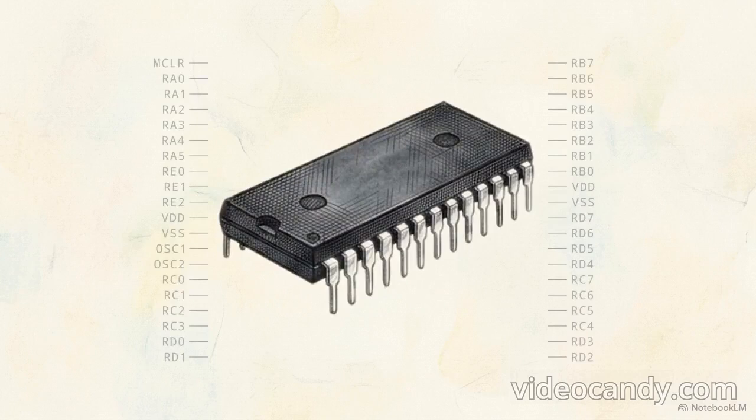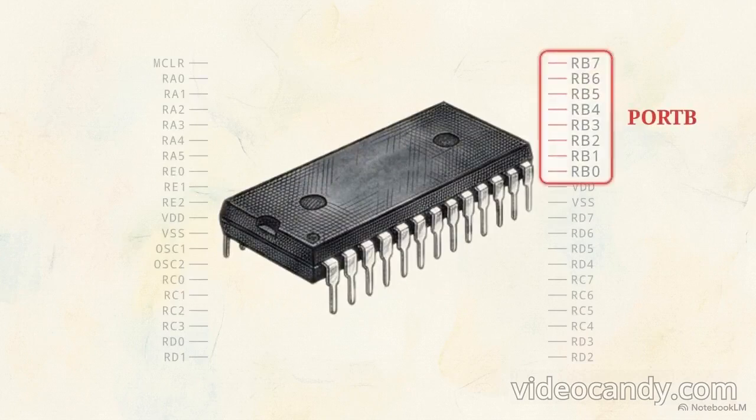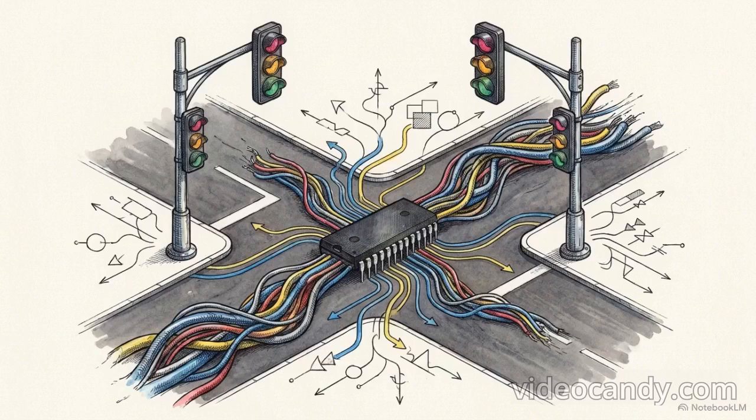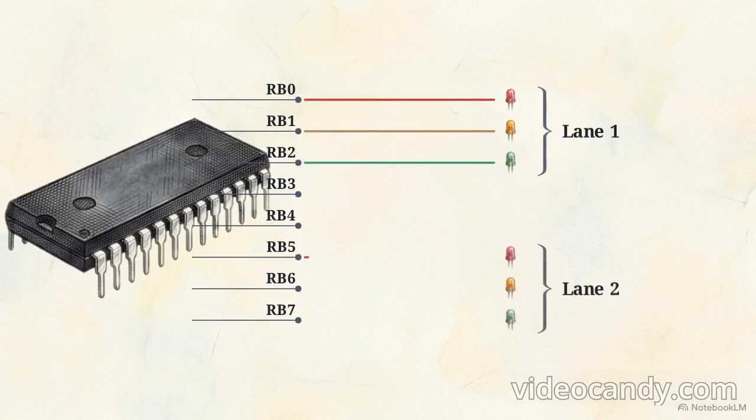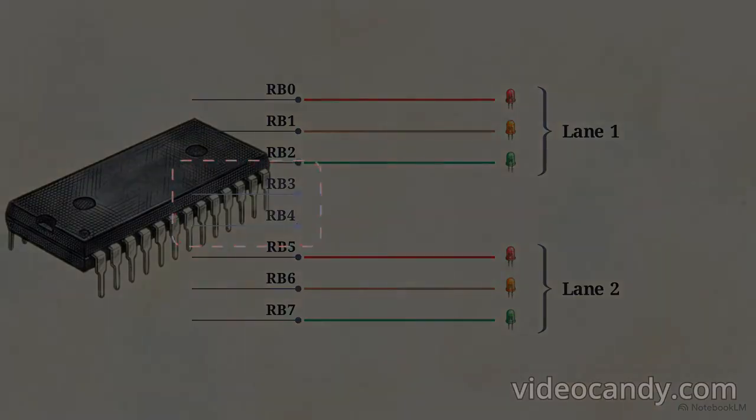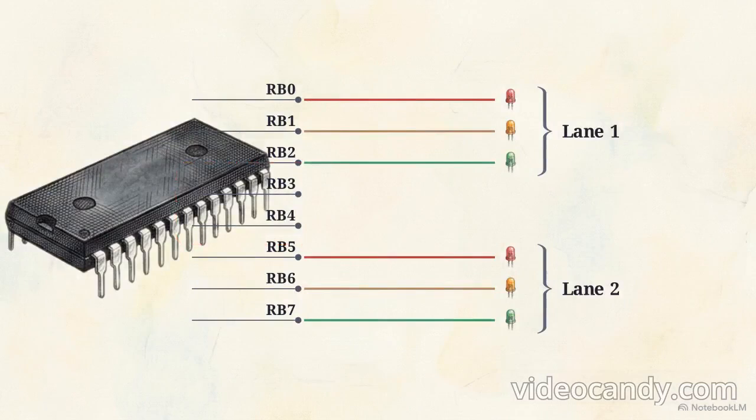physical world. This diagram outlines the physical layout of the bare metal PIC16F877A microcontroller. On the right side, notice this distinct cluster of pins labeled Port B. Before we write a single line of software, we must strictly map the physical wiring for our two traffic lanes to these specific hardware pins. For lane 1, we map the red, orange, and green LEDs directly to pins RB0, RB1, and RB2. Lane 2 mirrors this setup on the higher pins, with its red, orange, and green LEDs tied to RB5, RB6, and RB7. Notice the deliberate gap left at pins RB3 and RB4.